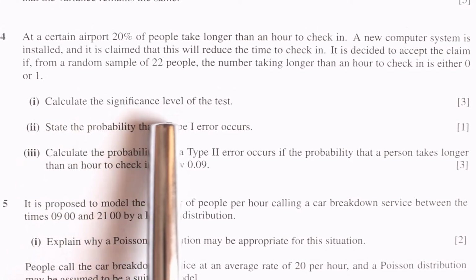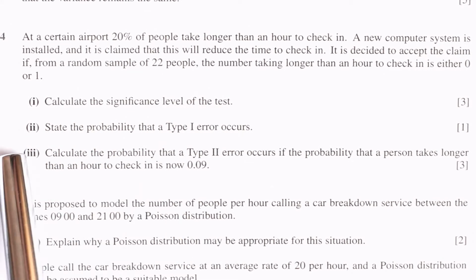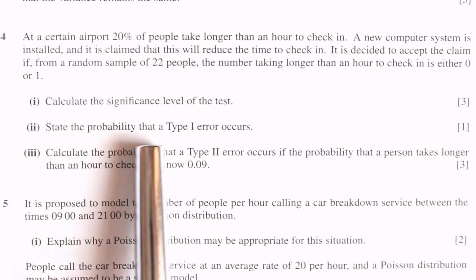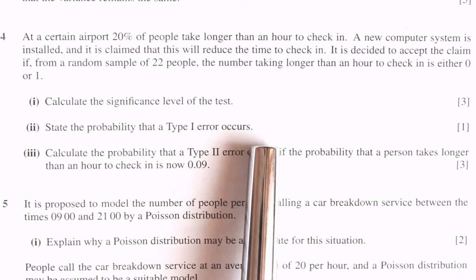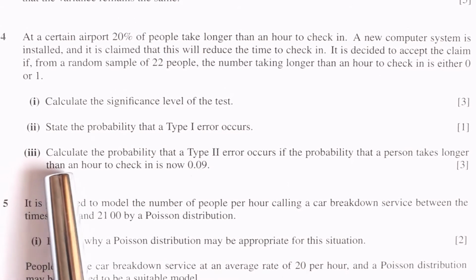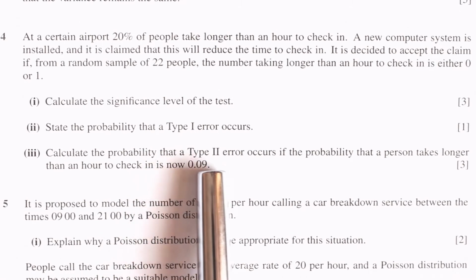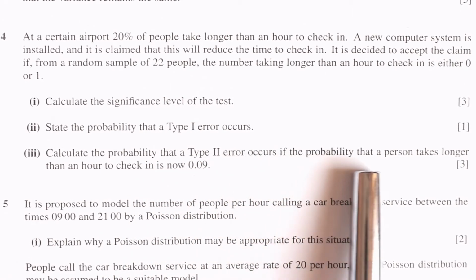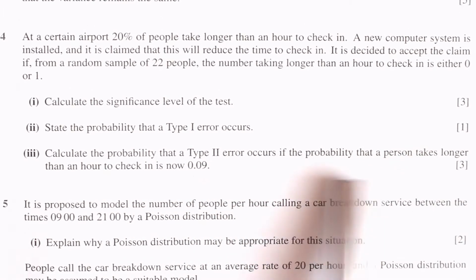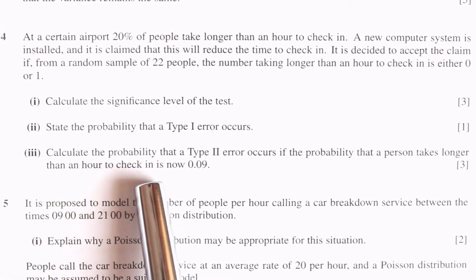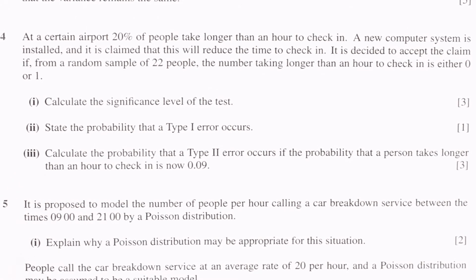Calculate the significance level of the test. State the probability that a type 1 error occurs. Calculate the probability that a type 2 error occurs if the probability that a person takes longer than an hour to check in is now 0.09.